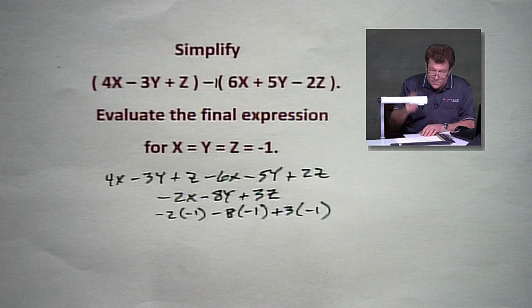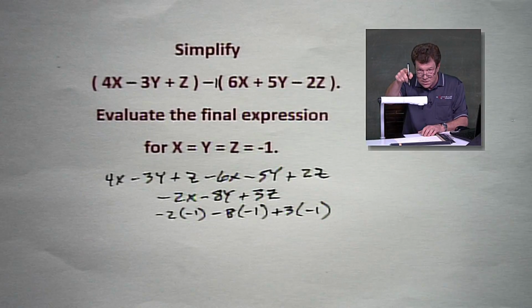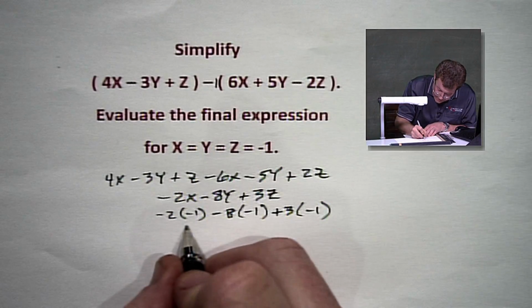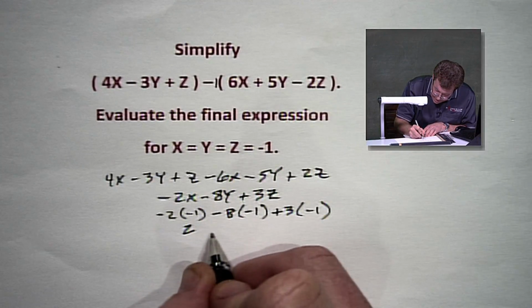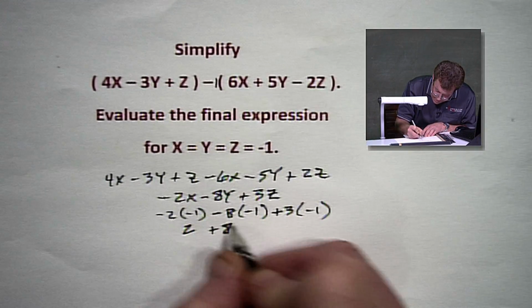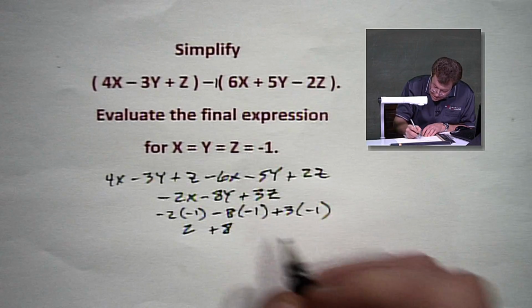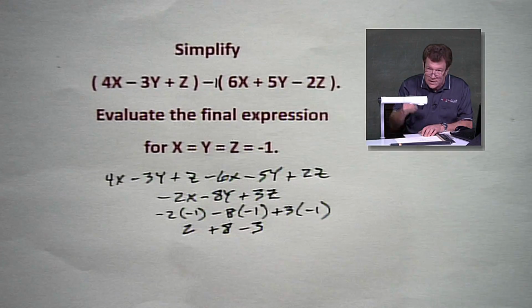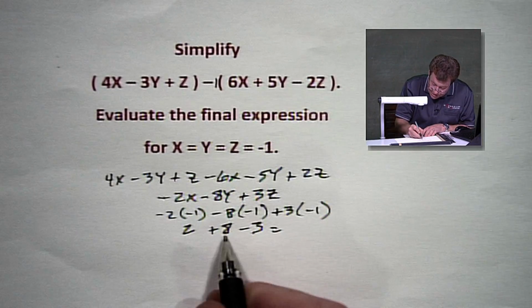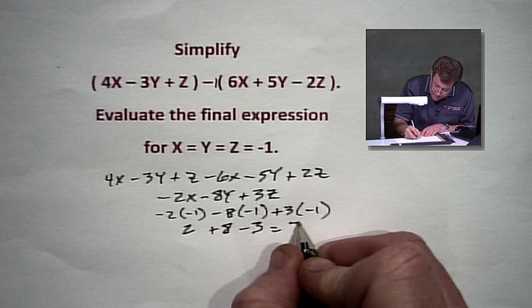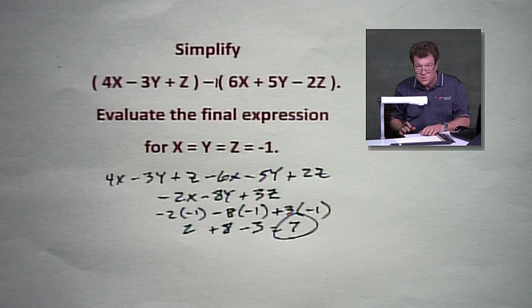-2 times -1, negative times a negative is, you have to write positive, minus 8 times -1, another positive, 8 times 1, and then positive 3 times -1, positive times a negative is a negative, and you know that. So this would be 2 plus 8 is 10, minus 3, final answer 7.